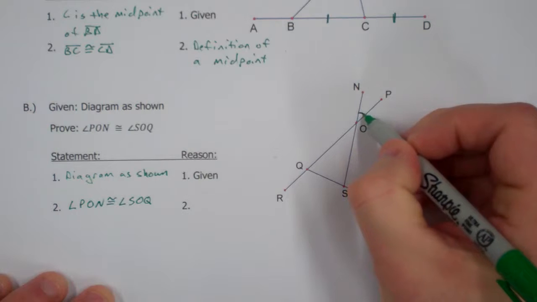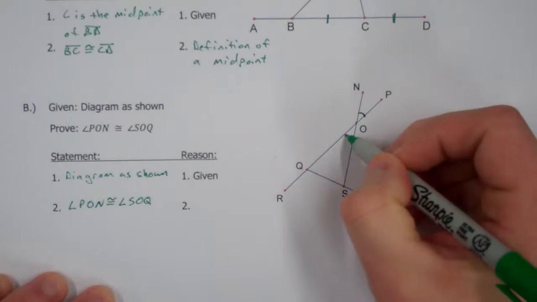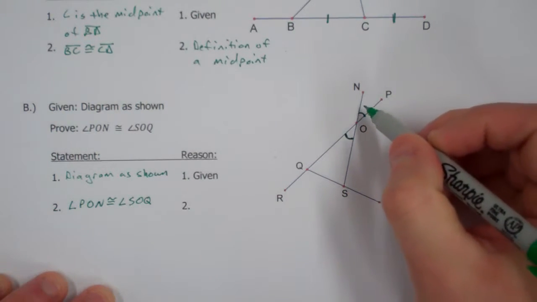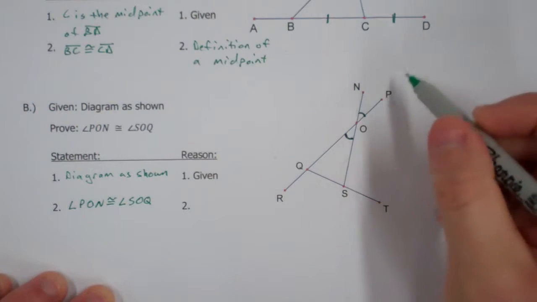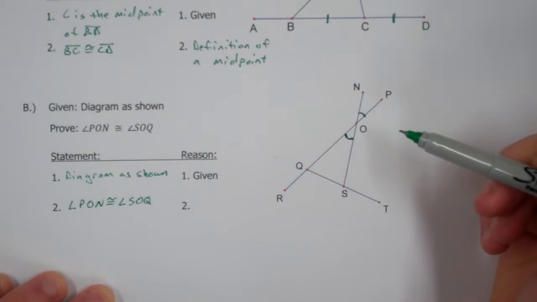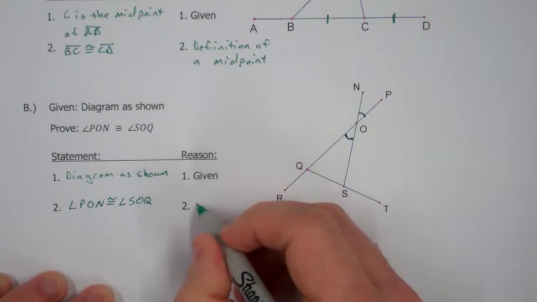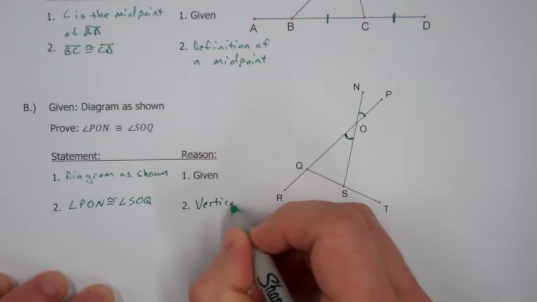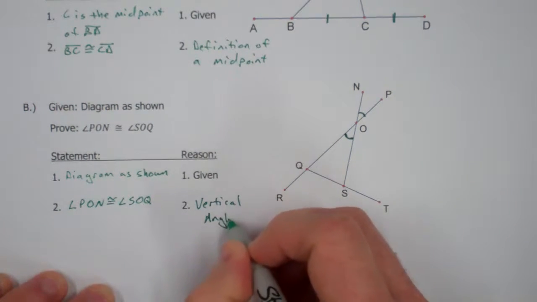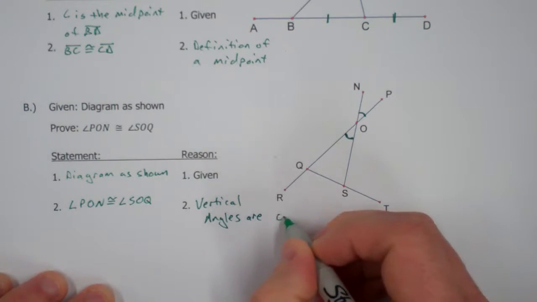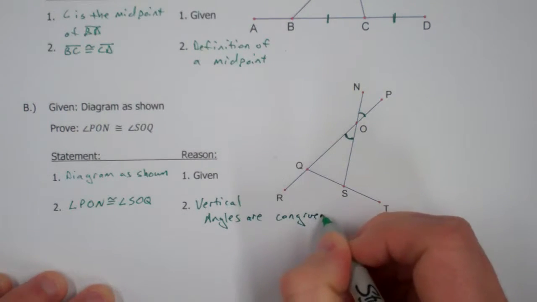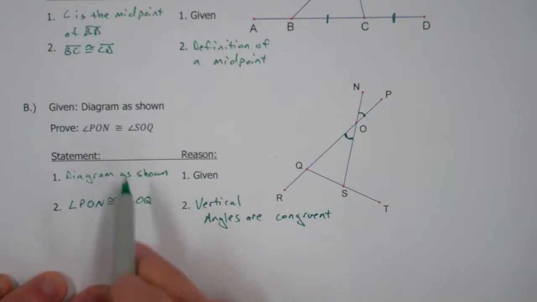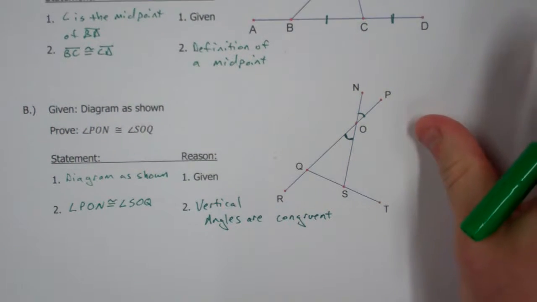So here's PON, and here is SOQ. Well, if you look at that, we've got a pair of intersecting lines, and these are non-adjacent angles. They don't share a side. And so these are vertical angles. And one of our theorems is that vertical angles are congruent. And that allows us to prove the statement that we were asked to prove.